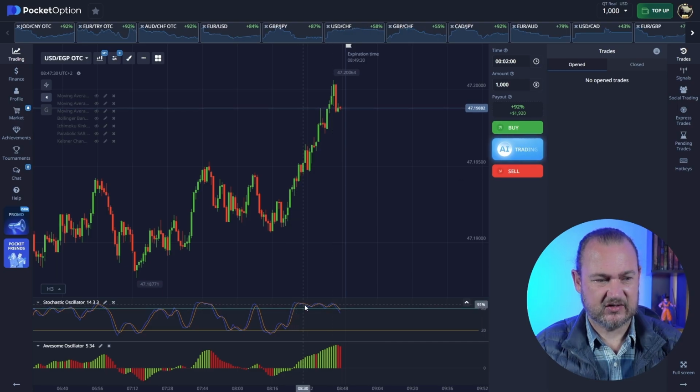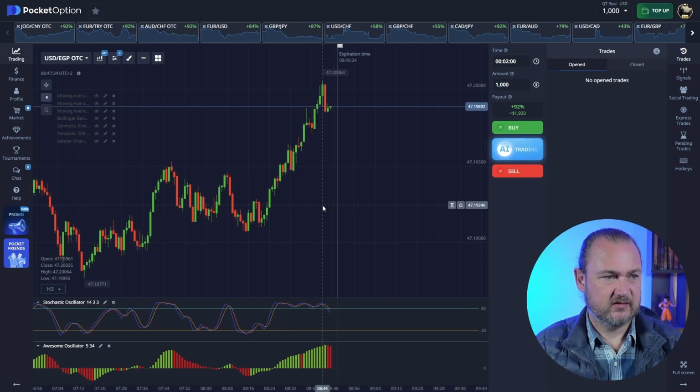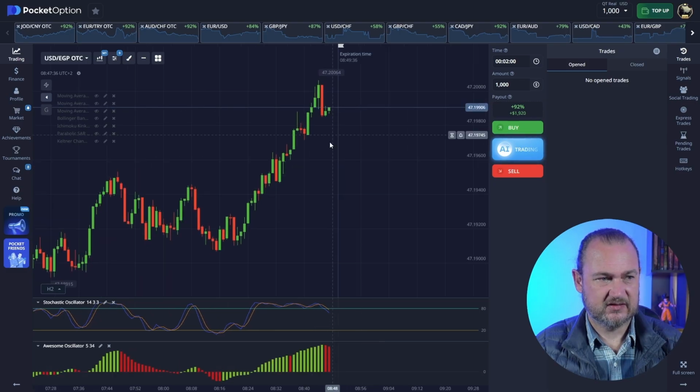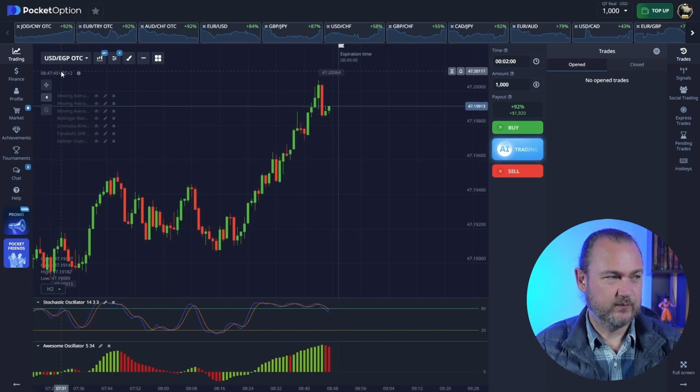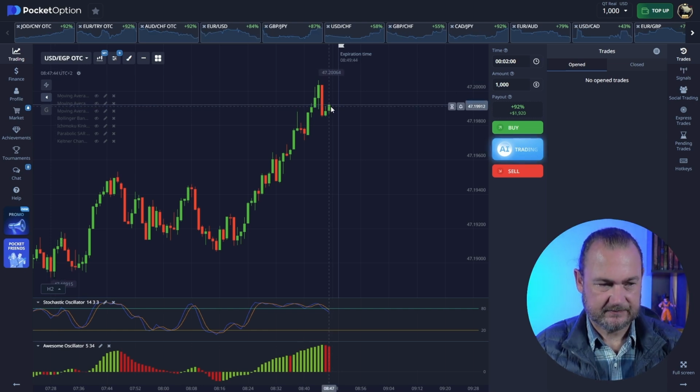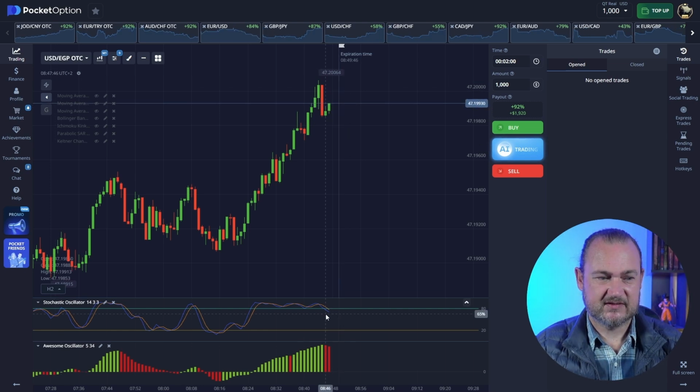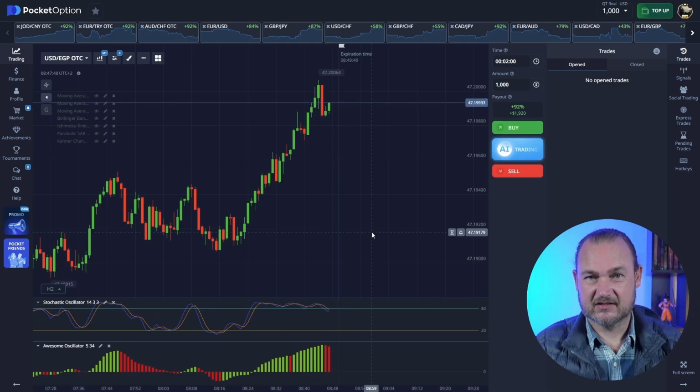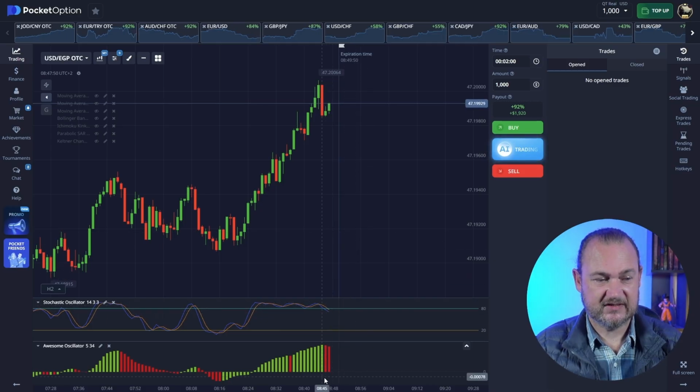We can see that stochastic oscillator has been running in the overbought for a while, and this could potentially start pushing up again. This could just be a correction. We'll wait and see. We've got 20 seconds left on this candle. Let's see what happens. If this starts pushing up, it's simply going to pull the stochastic back into the overbought area, which is good for us. And if we get a green histogram bar on the Awesome Oscillator, we're good to go.